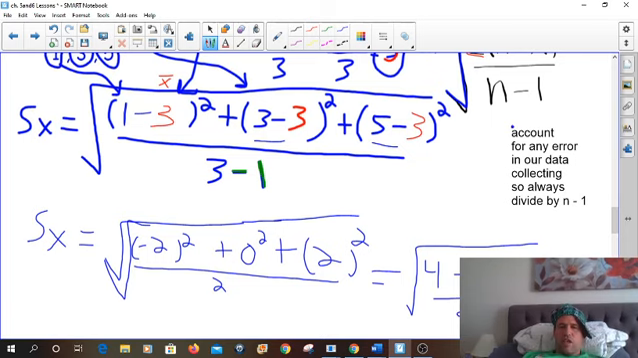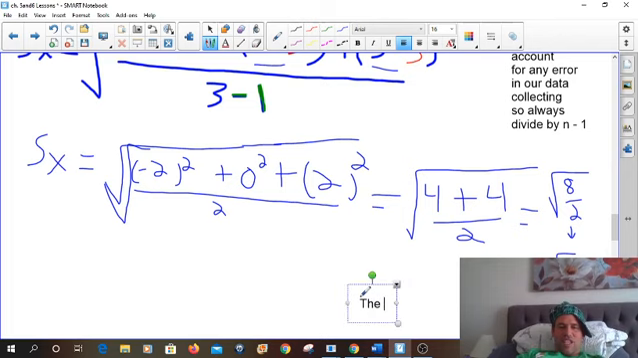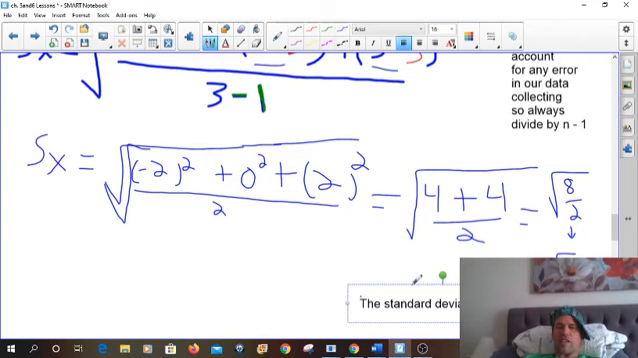So then we get the square root of 4 plus 4 is 8. And 8 divided by 2 is 4. And the square root of 4 is 2. The standard deviation is just 2. Isn't that fun? Nice. So that was a cool way to find the standard deviation. So the standard deviation equals 2. Homework answer on our canvas.